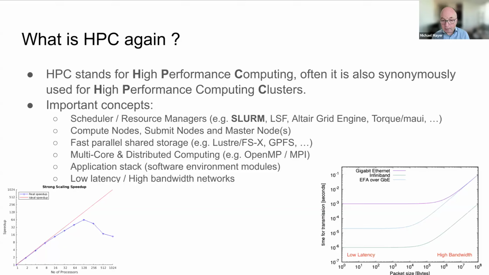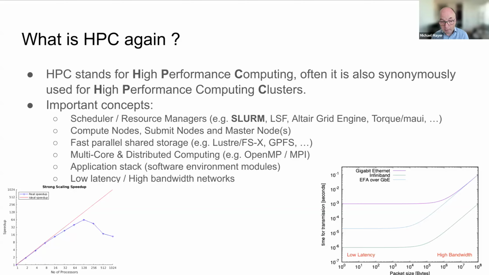Typically, such an HPC cluster comes with fast parallel shared storage. If you have a super fast compute environment, then you don't want to wait forever until your slow storage is supplying the data or writing out the data. There are programming paradigms around multi-core and, in general, distributed computing along the lines of OpenMP and MPI.